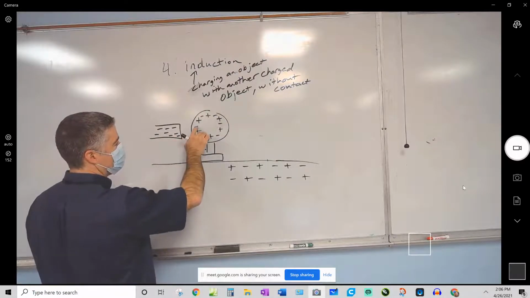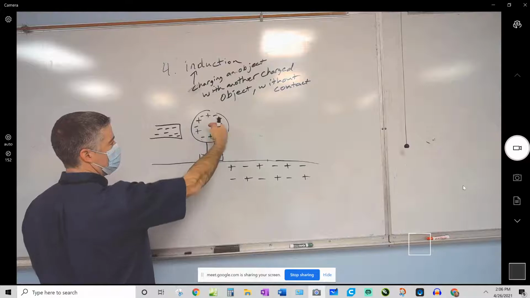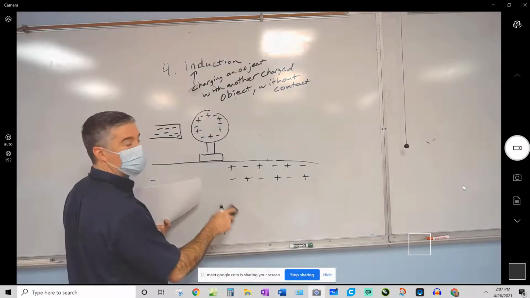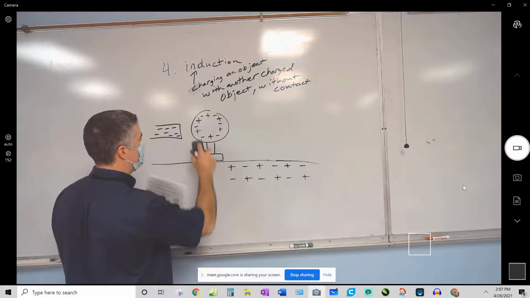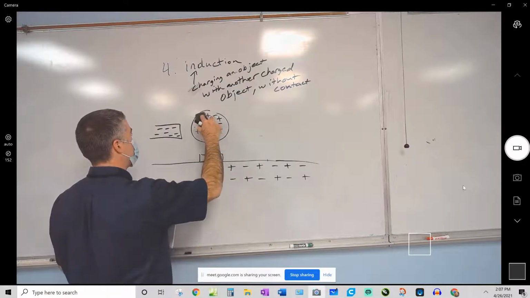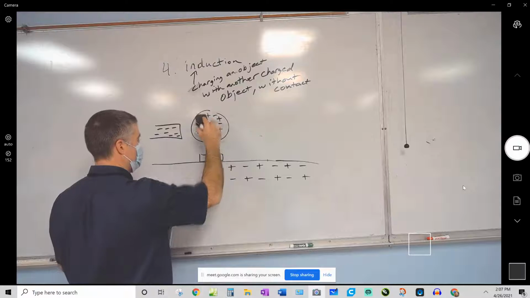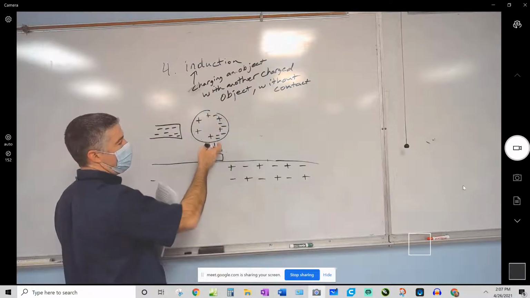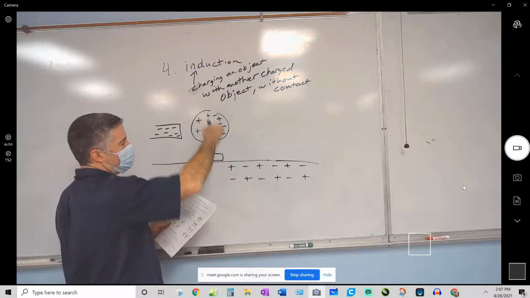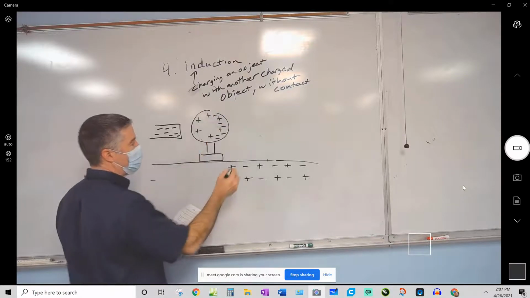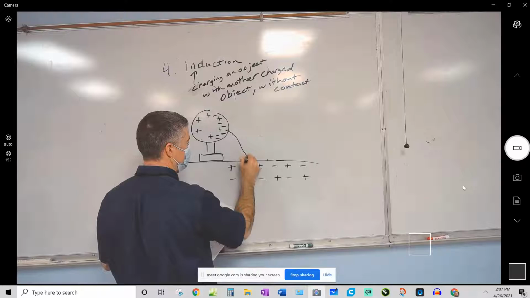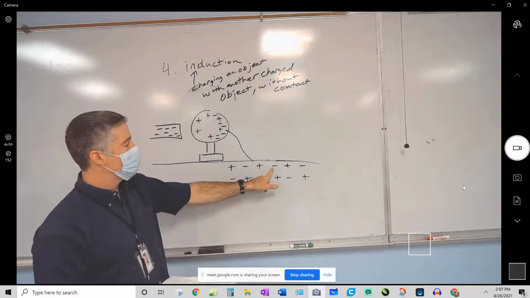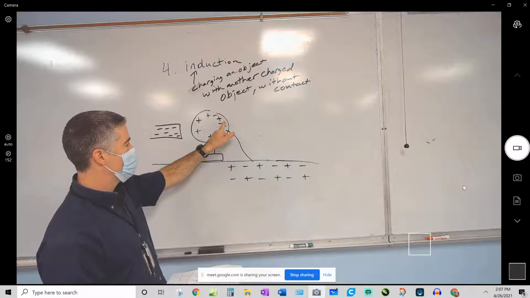So these electrons are going to go which way? To the left or to the right? To the right. So this one, this one, this one, they're going to go over here. And we're going to have that. So now the right side of this is more negative than it is positive. And if you connect this wire to the ground, what's going to happen? Are electrons going to come out of the ground and go into here, or come out of here and go into the ground?